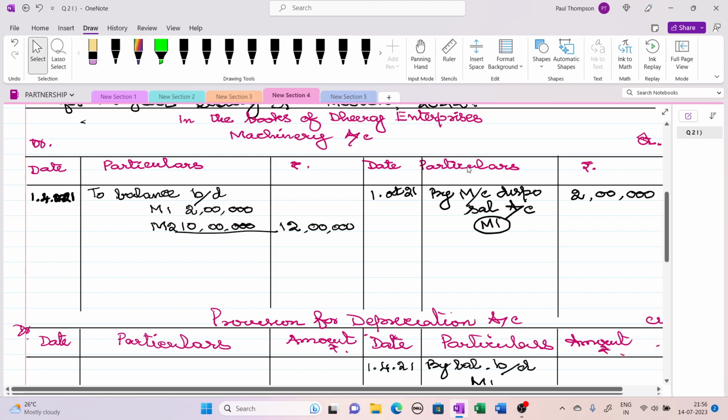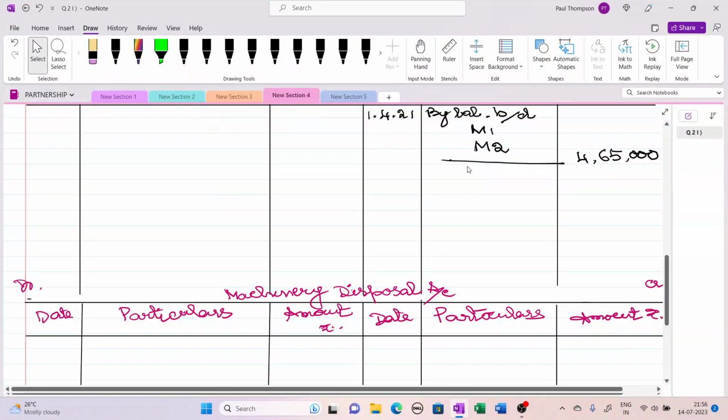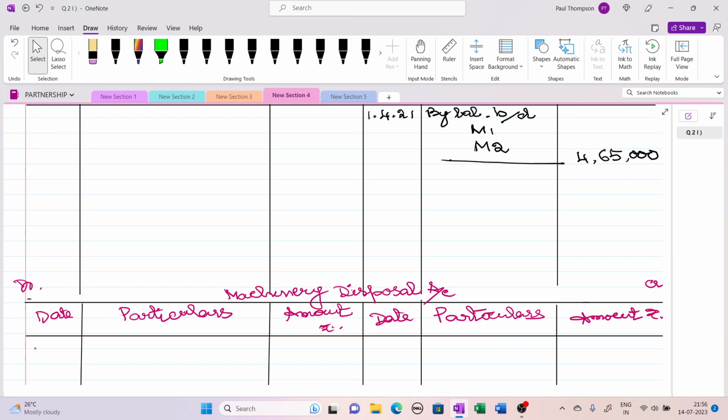So let us go to the machinery disposal account. Now here on 1 October the machine has come to this account because we are going to dispose it to machinery account.